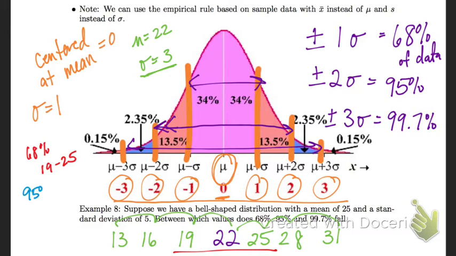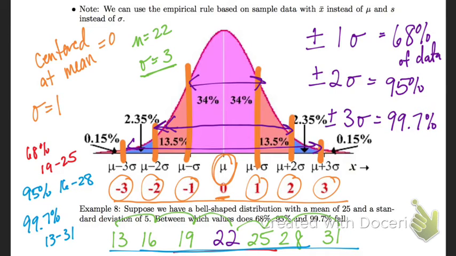Also, that means 95% make between a what? A 16 and a 28. And then lastly, that means 99.7% make between a 13 and a 31. Then you've got outliers on the top end and the bottom end.